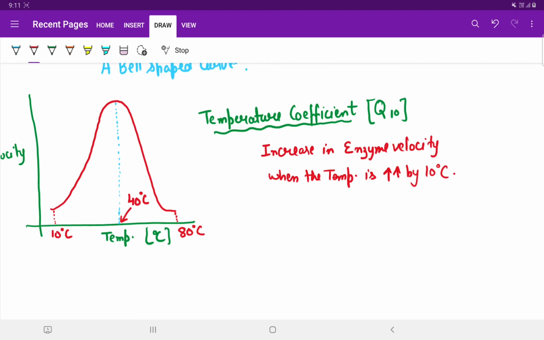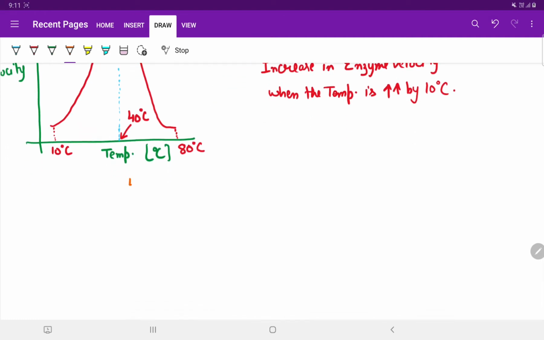So, in general, when enzymes are exposed to temperatures above 40, or we can say above 50 degrees Celsius, a term known as denaturation occurs. So, what happens after this 40 degrees Celsius? There is denaturation of enzymes. This leads to the rearrangement of the native tertiary structure of the protein.